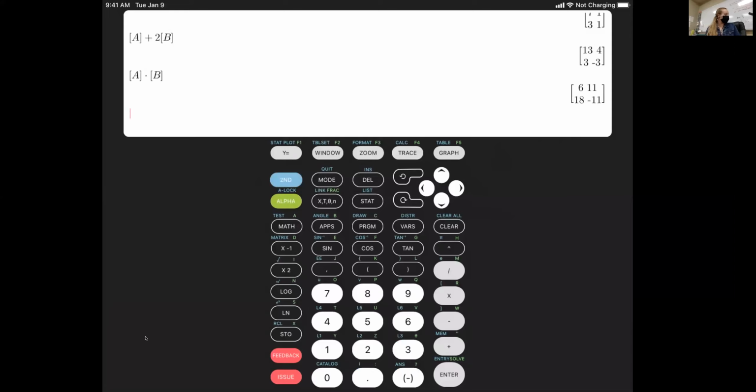We could do all of these all day. Let's check one that's no and see what happens when the no pops up. So I know that we did a times c and we said that we couldn't do that. Let's do that one really quick. Let's do matrix A times matrix C.